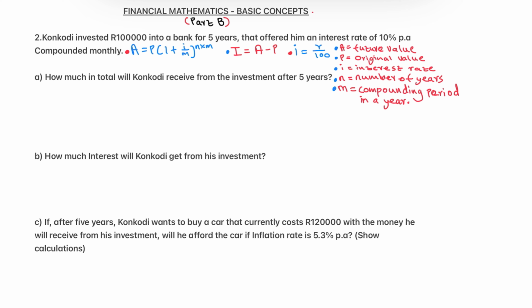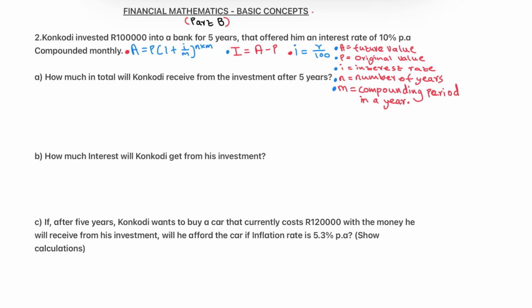This one is going to focus on compound interest and inflation, right? So as I was saying in part A, obviously, I started with describing what each variable in the formula means, so I'm going to continue with this one.